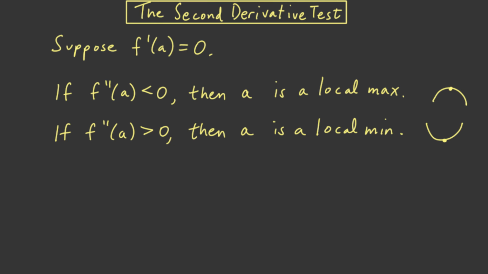And if f double prime of a equals 0, then... Now, most of you are probably expecting me to say neither a local min nor a local max, but it's actually a little bit more complicated than that. So we have a few exercises for you to actually figure out what goes in this space. Hope you enjoy them.